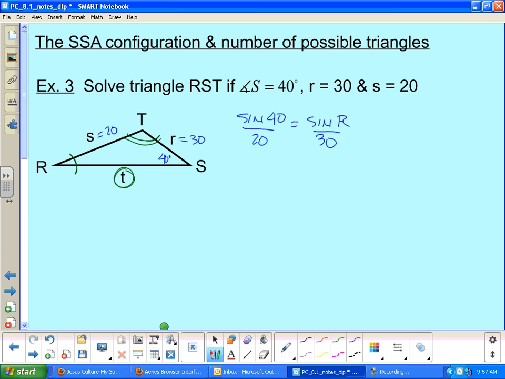Okay, so up until this point, we haven't had to use sine of R. We have only been finding length. So let's go ahead and find sine of R. Sine of R would equal 30 times the sine of 40 all over 20. I need somebody to tell me what sine of R is. How would you put that? So do 1.5 times the sine of 40. You're in degree mode. These are all in degree mode.